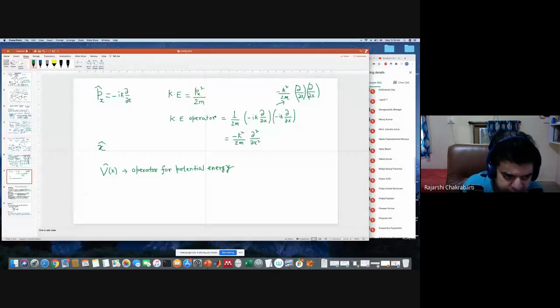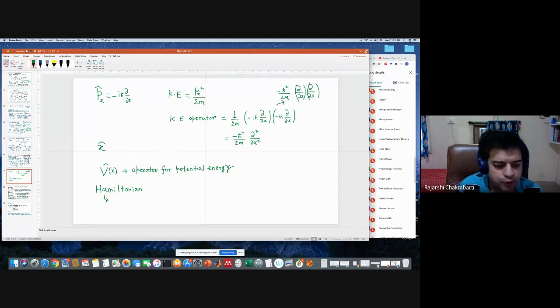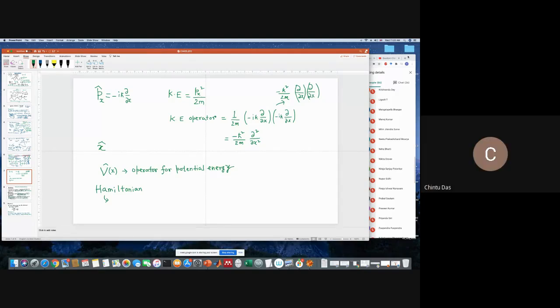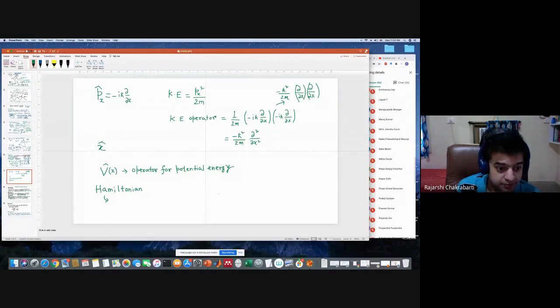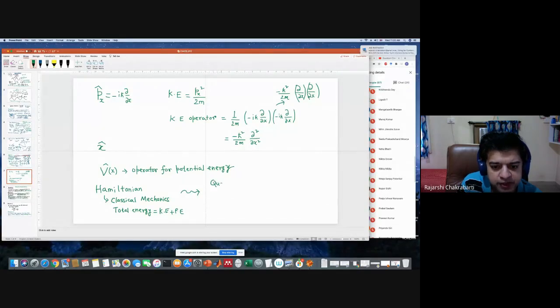So if I write down the Hamiltonian, which is the total energy of the system in classical mechanics, no? Are you following? Just tell me. Anyone who is not following? Yes, yes. Sometimes you tell me yes sir, so that I understand that you are there. So the Hamiltonian in classical mechanics is your total energy, which is your kinetic energy plus potential energy. And now when I go to quantum mechanics, what I have here is a Hamiltonian operator, isn't it?